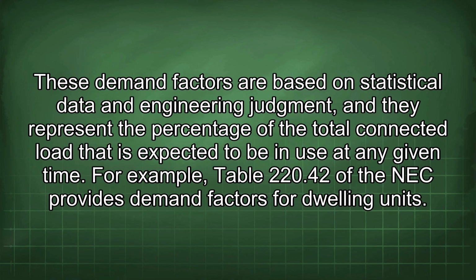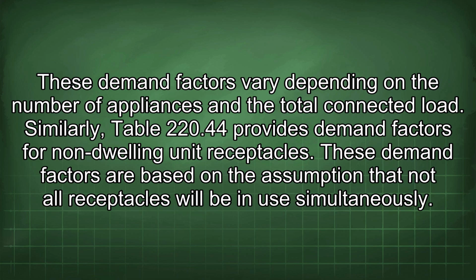For example, Table 220.42 of the NEC provides demand factors for dwelling units. These demand factors vary depending on the number of appliances and the total connected load. Similarly, Table 220.44 provides demand factors for non-dwelling unit receptacles. These demand factors are based on the assumption that not all receptacles will be in use simultaneously.